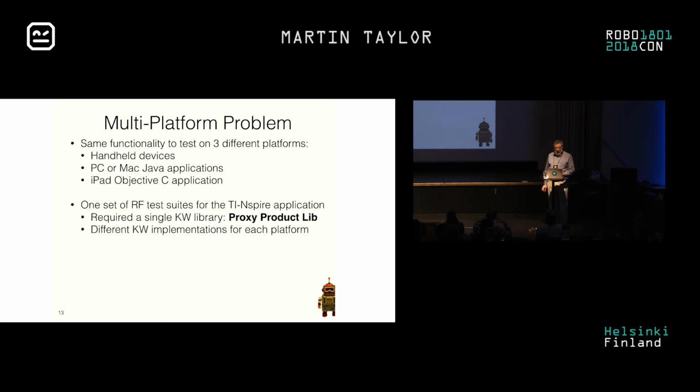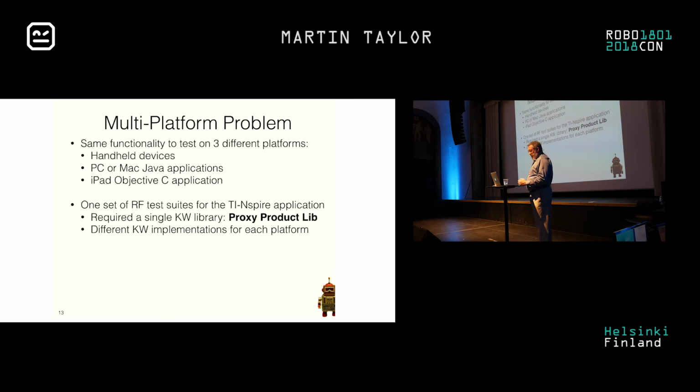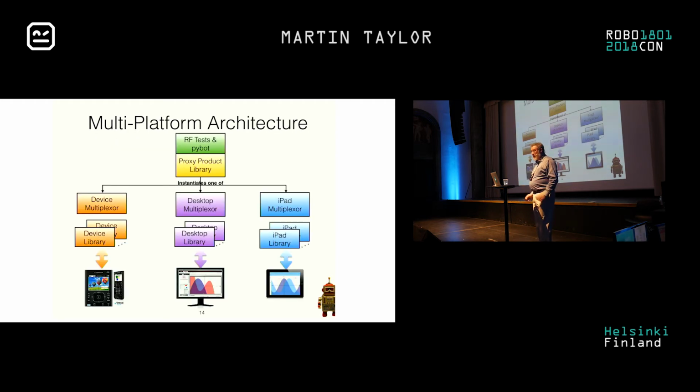And in order to make Robot Framework understand that, we didn't want to plug Robot Framework directly into a handheld or a Java library. We came up with the idea of a proxy product library. And then we had the different implementations for each platform. So what it looked like in an architectural view is, of course, we still used the multiplexers in front of each of the device libraries, desktop libraries, or iPad libraries. But then the part that talked directly to Robot Framework and PyBot was this proxy product library.